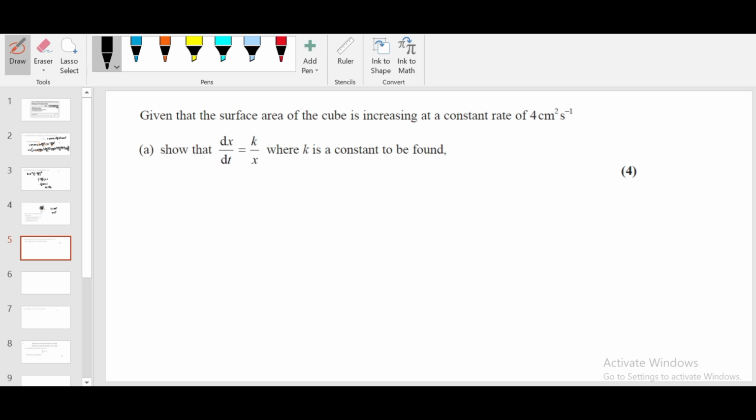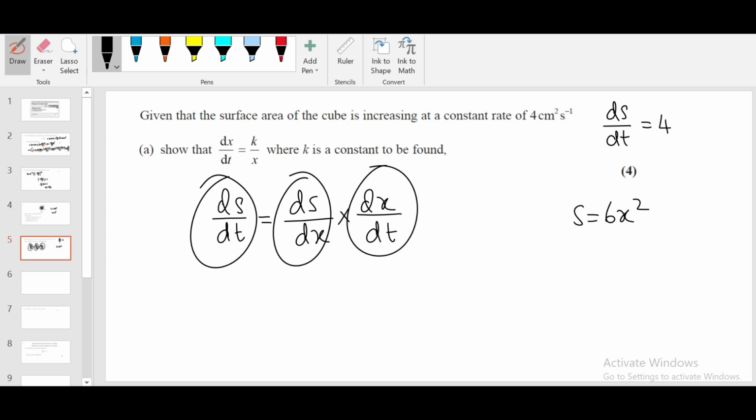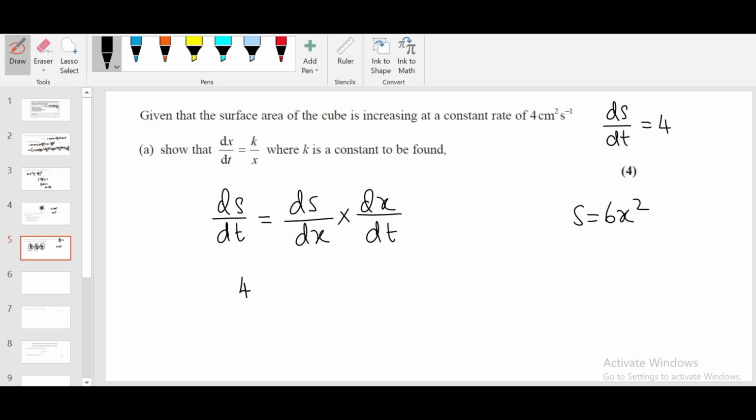Let's read the question. Given that the surface area is increasing at a constant rate, that is basically dS by dt is given as 4 centimeter squared per second. Show that dx by dt is k over x. Always write the formula. dS by dt is equal to dS by dx times dx by dt, since S is 6x squared and the variable is x. This rule has 3 components actually. So when you have 2 components, sub them in and find the third one. That's what we are going to do. So dS by dt is given as 4. You can find dS by dx by differentiating it. You will get 12x. So 12x times dx by dt. Make dx by dt the subject.